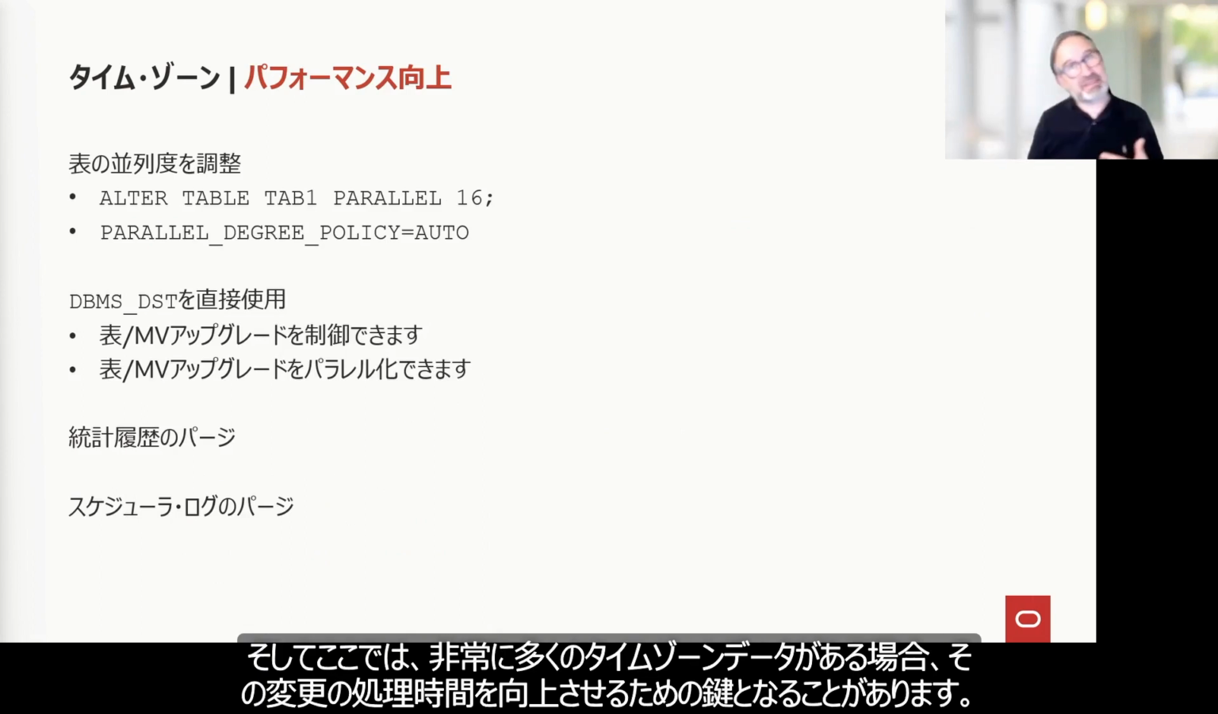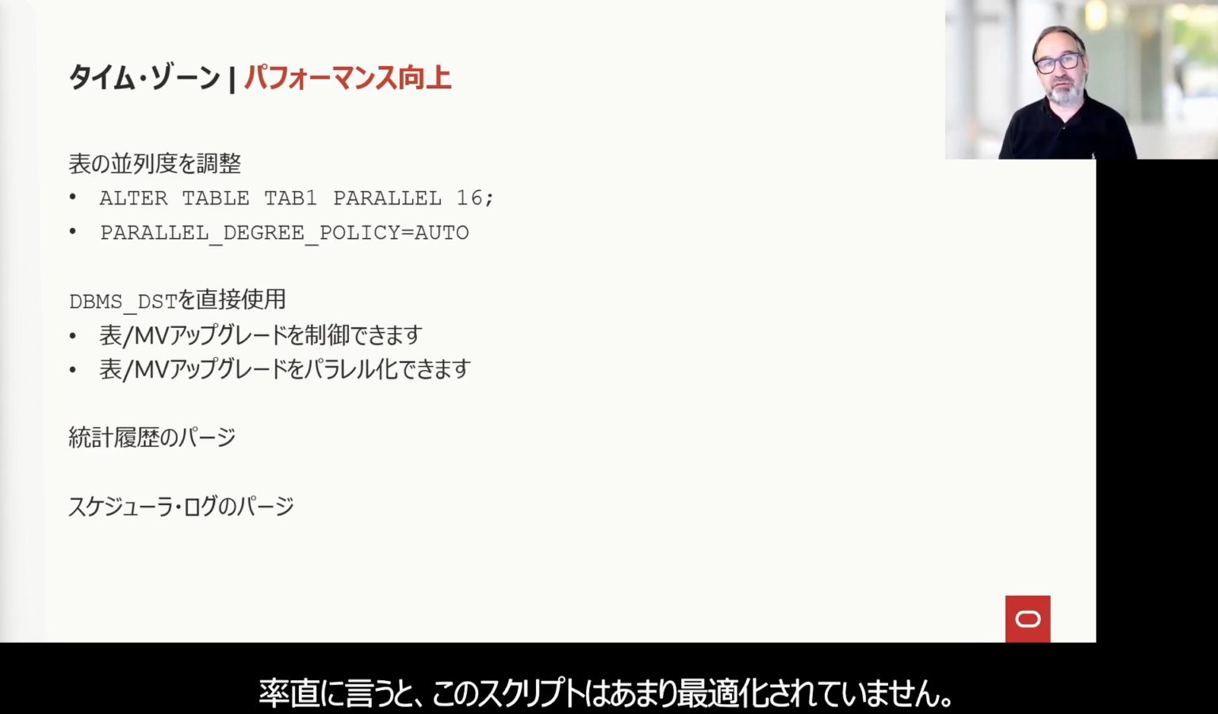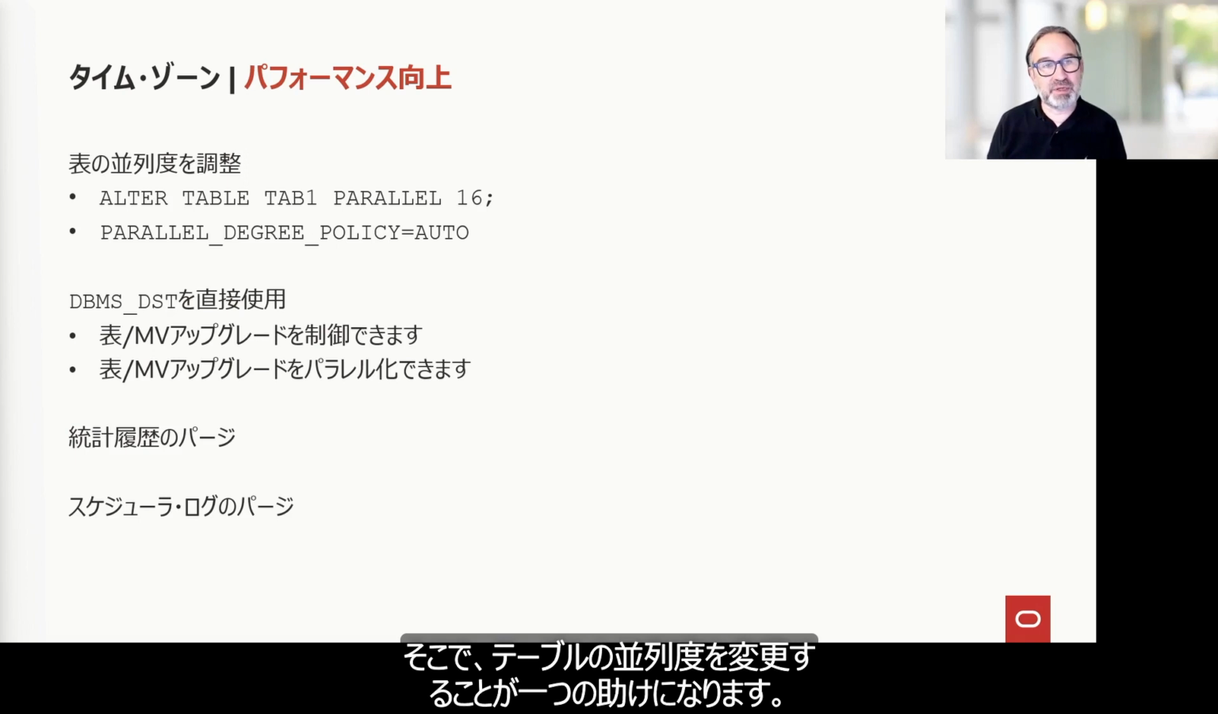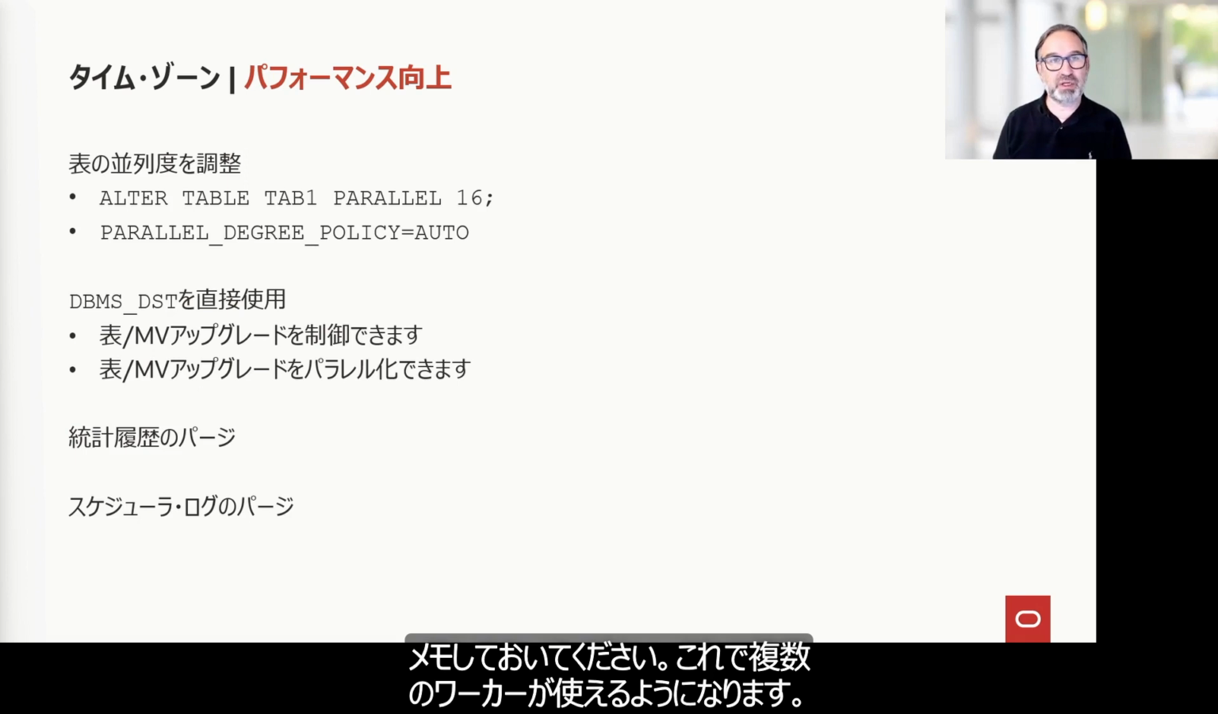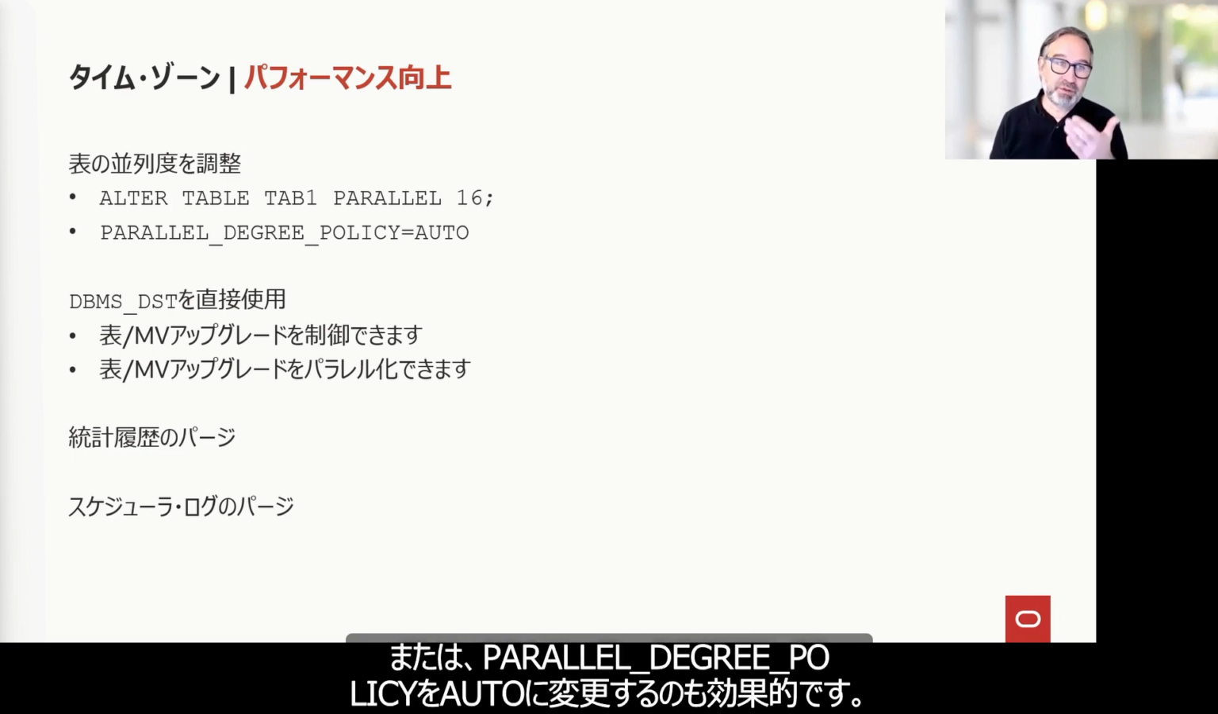Sometimes when you have really a lot of time zone data, it could be key to improve the performance of that change. To be very frank with you, the scripts are not super optimized. So one thing which could help is you change the parallel degree of the table. You may change it back afterwards, just take a note. So this allows multiple workers there. Or you change parallel degree policy to auto, that can help as well.